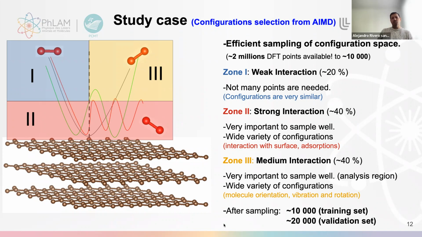So with that, we obtain a training set of 10,000 configurations. And we also take 20,000 configurations, and we reserve those for the validation set. Okay, so this is the first step.